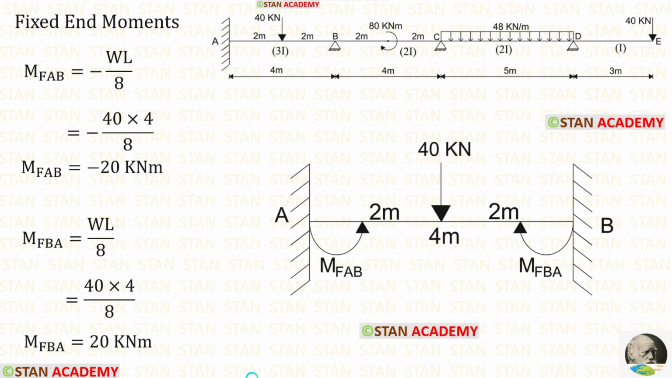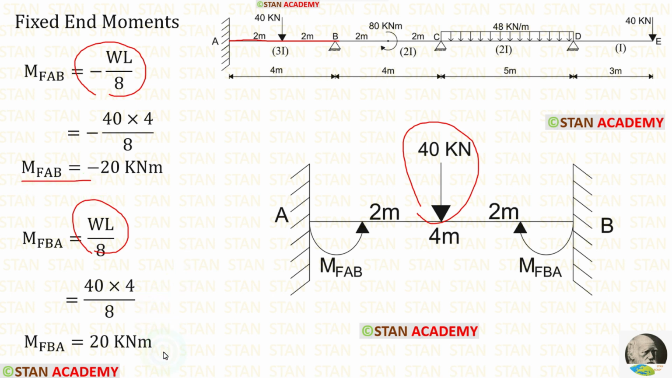Now, let us calculate the fixed end moments. First, let us find them in the span AB. In the span AB, there is a point load 40 kN acting in the center. The formulas for the fixed end moments are minus WL upon 8 and positive WL upon 8. Using the formulas, we are getting M of AB and M of BA.